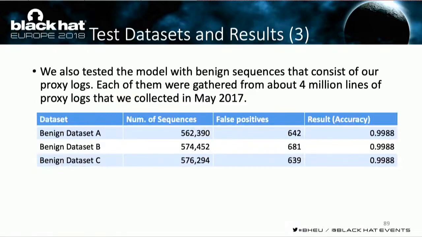We also tested the model with benign sequences other than the ones we had used in the training phase. We used three benign datasets. Each of them had around 570,000 sequences that were gathered from about 4 million lines of proxy logs. We collected the logs in May 2017, and the test resulted in 99.88% accuracy.